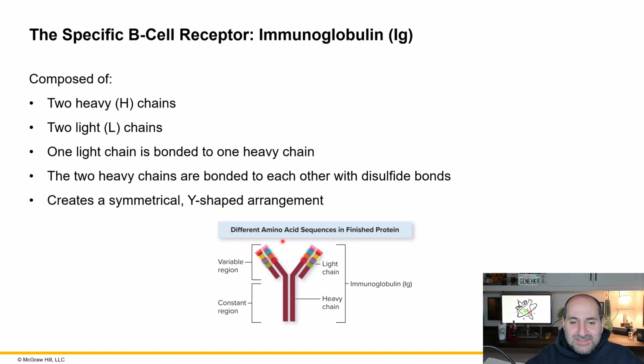And the tip of the Y is known as the variable region. This is the region that's specific to different antigens, that sticks to the antigens. And then the rest of it is called the constant region because it is not different. They're a constant, and they do not stick to antigens.